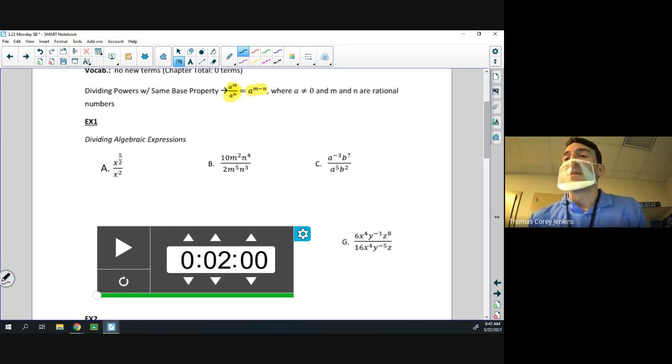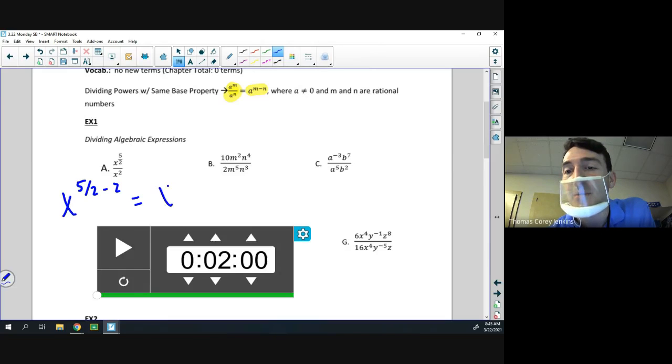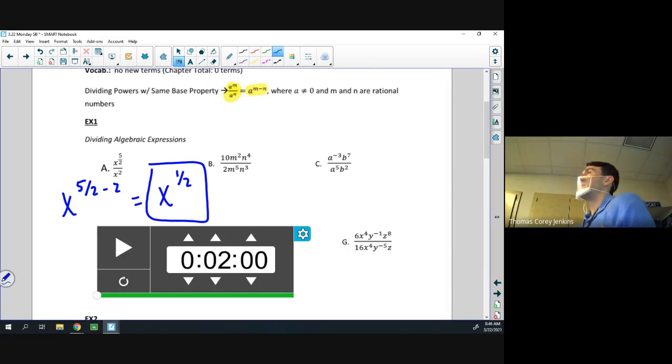Looking at example 1a, it says x to the 5 halves over x to the 2. There we just take 5 halves minus 2. We could obviously use our calculator for that, but what we would get is 1 half, or x to the 0.5 would be fine.